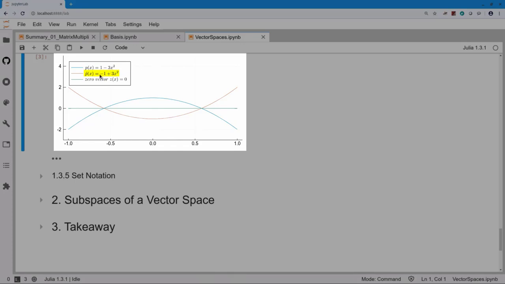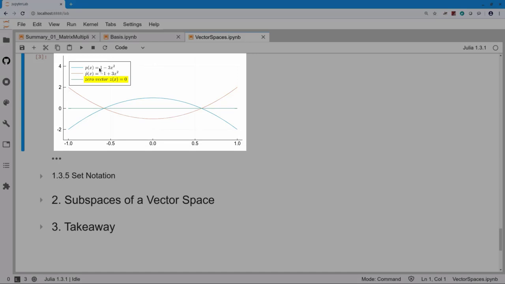So minus 1 plus 3x squared should be the additive inverse. So I plotted that vector, that function. I know that the vector plus its additive inverse adds up to the zero vector. So for example here, at x equals 0, the value of 1 minus 3x squared is 1. The value of minus 1 plus 3x squared at x equals 0 is minus 1, and they add up to 0. Well, what was the zero vector?